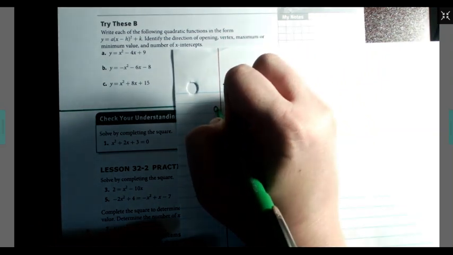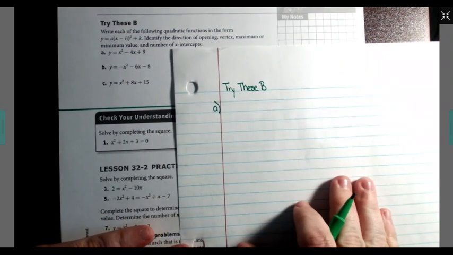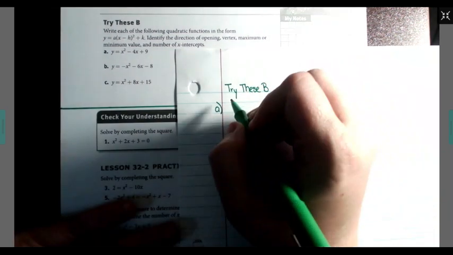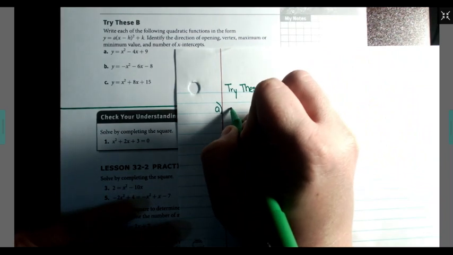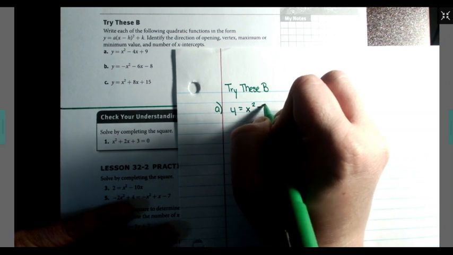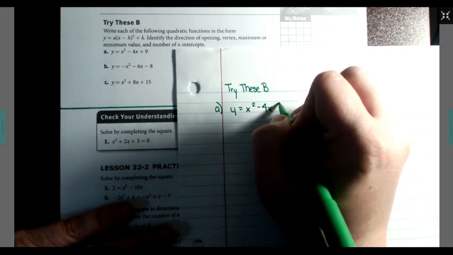Letter A. Write each of the following quadratic functions in the form y equals a(x minus h) to the second power plus k. Identify the direction of opening, the vertex, max or min value, and the number of x-intercepts. So we have y equals x squared minus 4x plus 9.